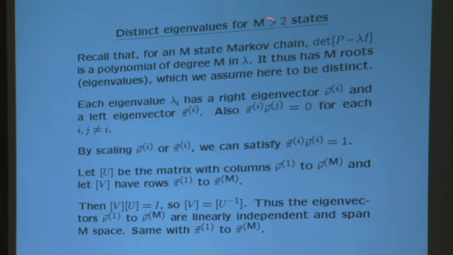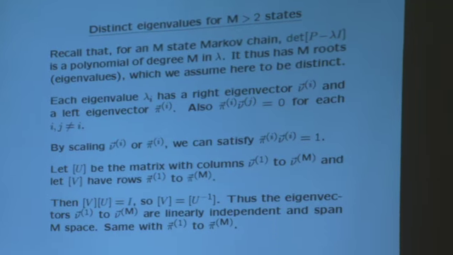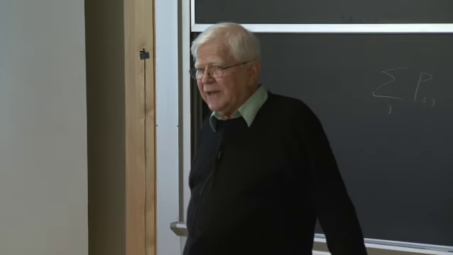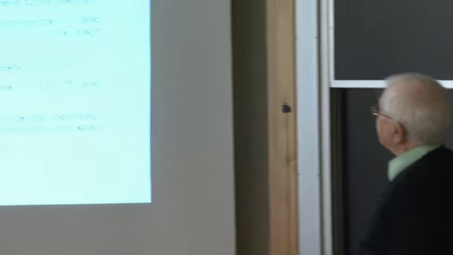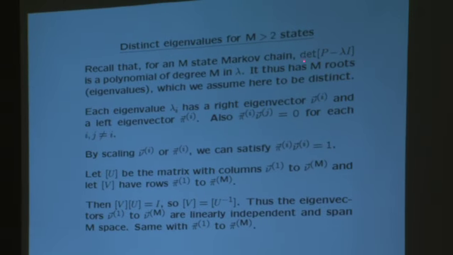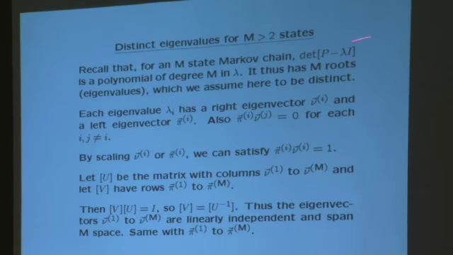Now let's go on to the case where you have an arbitrary number of states. We've almost solved that already, because as we were looking at the case with two states, we were doing most of the things in general. If you have an m-state Markov chain, the determinant of P minus lambda I is a polynomial of degree m in lambda. That was what we said a while ago. It has m roots, eigenvalues, and here we're going to assume that those roots are all distinct, so we don't have to worry about what happens with repeated roots.